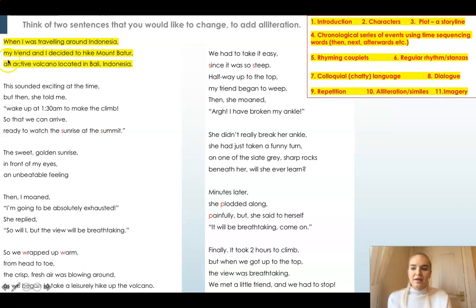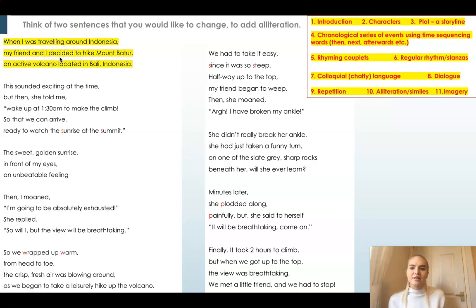Then I'm going on to my next line. My friend and I decided to hike Mount Batur. Now, there's nothing in here that really strikes out to me and thinking, oh, you've already repeated this. So what I'm going to do is choose my verb again, decided, and try and change that to match another word. And I'm thinking here that maybe because this word decided is next to my word hike, I could try and make this word decided start with a H.